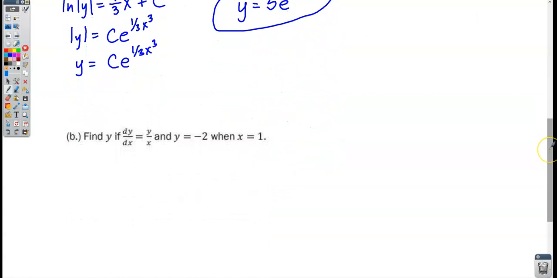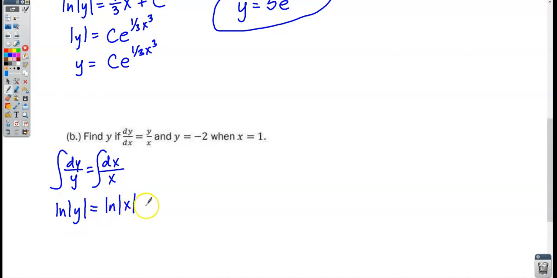Let's do another one. Find y if dy/dx equals y over x and y equals -2 when x equals 1. Okay, so let's separate. I'm going to divide both sides by y and multiply both sides by dx, and we get dy over y equals dx over x. I take the integral of both sides, which gives me the natural log of the absolute value of y is equal to the natural log of the absolute value of x plus c.